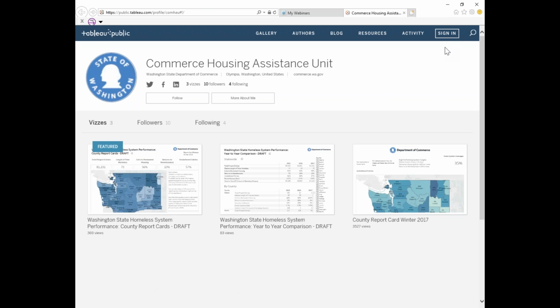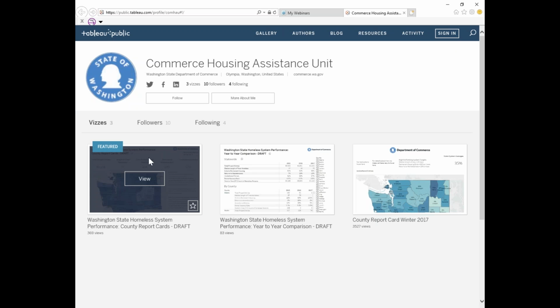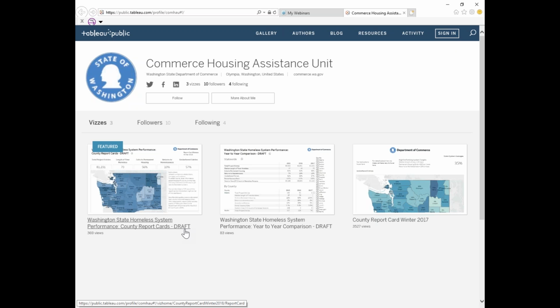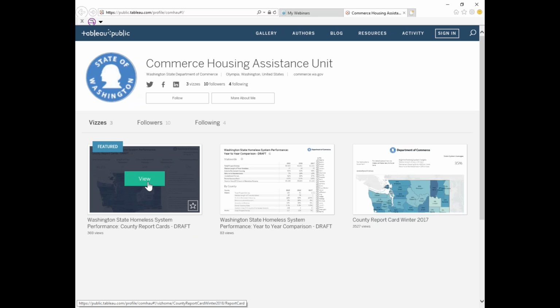So this is the Commerce Housing Assistance Unit landing page on the Tableau public site. So I sent you all the link to this. There's also a handout included that has the link for you to save. Or if you go on to the Tableau public site, you can type COM-HOW, H-A-U, and get to this landing page. So the first report that we're going to look at is the county report card. And that's here. You can see it's still in a draft. We're going to look at that. Click View to open that one.